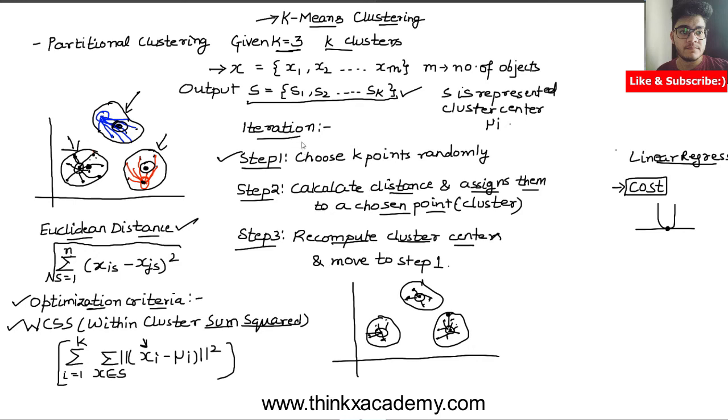Remember that at each iteration we calculate the optimization criteria, which is the within cluster sum squared. Logically, not formula-wise, it is similar to a cost function. We calculate the cost at each and every iteration of this k-means clustering algorithm. We have chosen this as the optimization criteria, so we will keep optimizing it, and by optimizing we mean that we are going to minimize this distance, which is the sum squared distance.